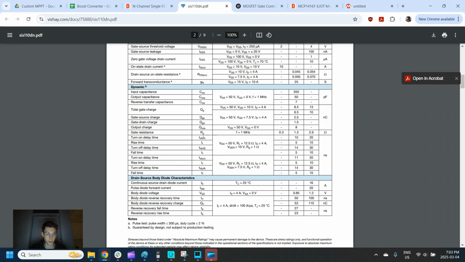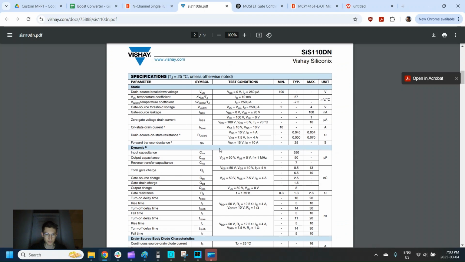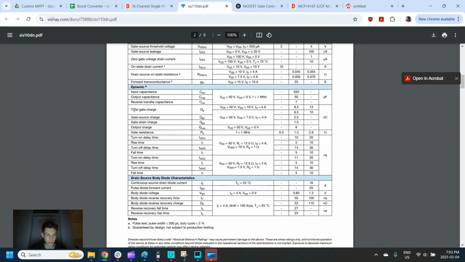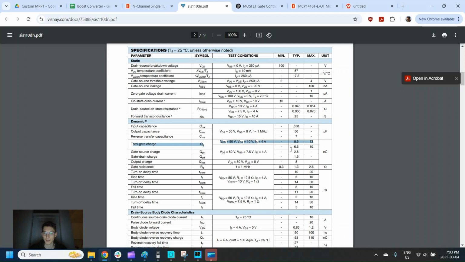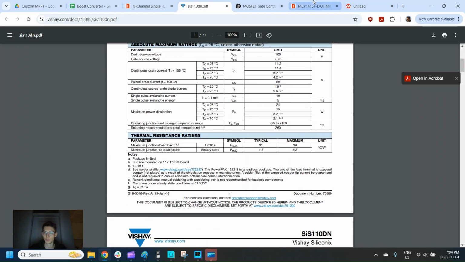look at the input current, which I can't find right now. I think you find it with the gate charge. I'm not too sure about this actually. Yeah, you do have some gate charge here. I think you can calculate basically the amount of current it'll need, but I think this gate driver will be okay.